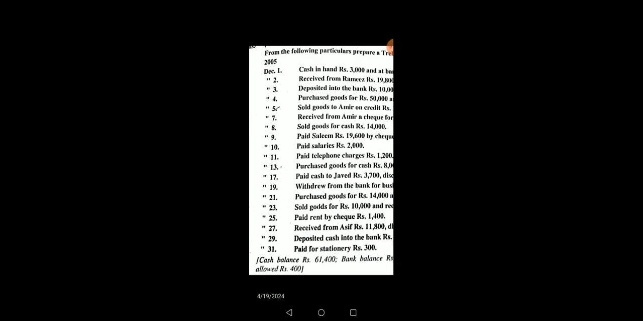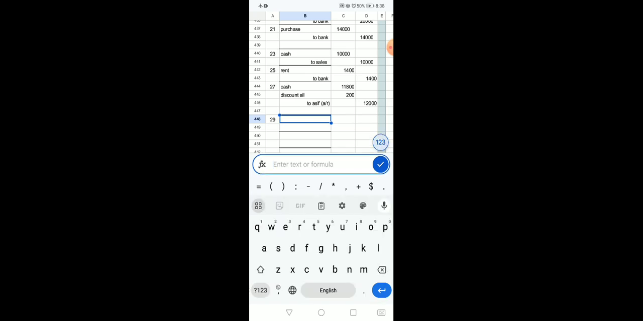All right, what is 29 saying? Deposited into the bank rupees 6,000. What you have done? You have deposited cash into the bank. When you are depositing cash into the bank, it means the amount present in your bank account would be increased. Bank account is your asset, means asset is increased. Increase in asset should be debited. So you will mention name of bank on debit side.